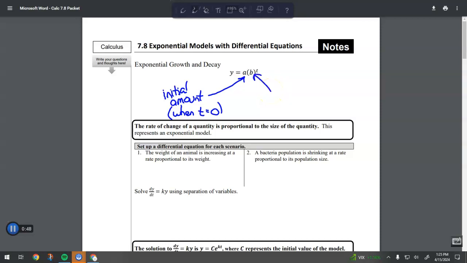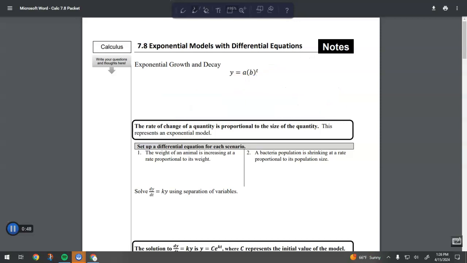B is your growth or decay rate. If you are growing, it's 1 plus some percentage. If you are decaying, it's 1 minus some percentage. And then the t is time. So the reason I'm showing you that is because all of these problems are going to end up as exponential growth and decay. Basically, they give you the derivative or the differential equation version of it, and then we'll go from there. So if I look at part A, or number 1 here.